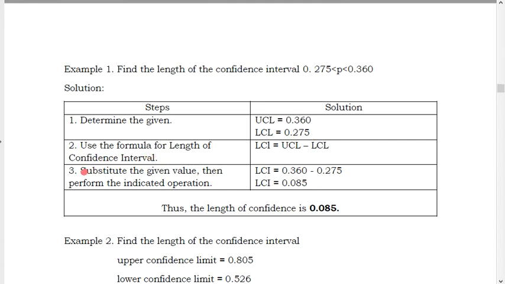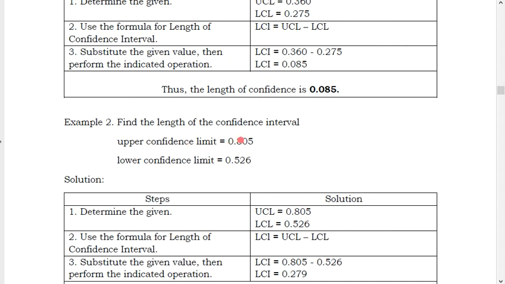Use the formula for the length of confidence interval. The LCI is equal to UCL minus LCL. So, we just deduct 0.275 from 0.360. We have an LCI of 0.085. Thus, the length of the confidence interval is 0.085.